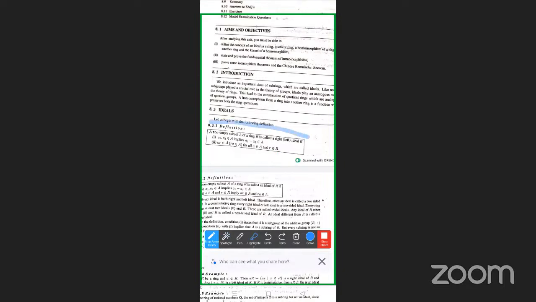So, left ideal and right ideal. If capital A is said to be an ideal, then both the left ideal and the right ideal exist. Left ideal and right ideal both exist. So this is the definition for an ideal. Clear? Here also the same definition.